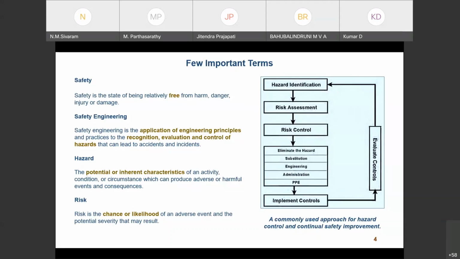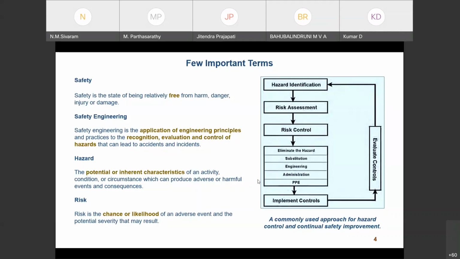Similarly, for eliminating the hazard, say you are using a chemical in your particular product. After some analysis or experiments, you find out that there is no point in using this chemical, then obviously you can eliminate the hazard. If elimination is not possible, you go for substitution. Then the other two controls are the engineering control and the administrative control. Again, around the 6th or 7th slide we will see it in more detail.